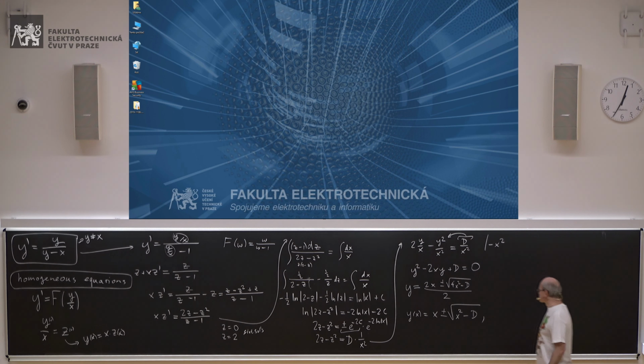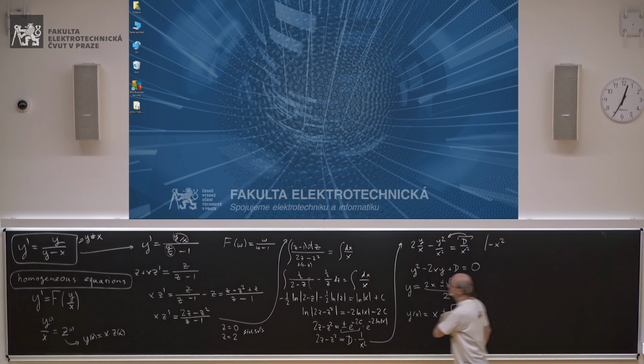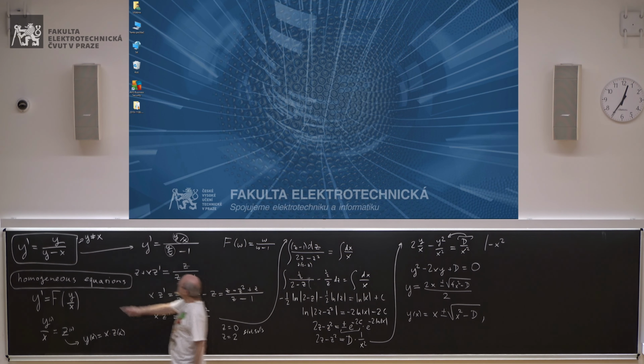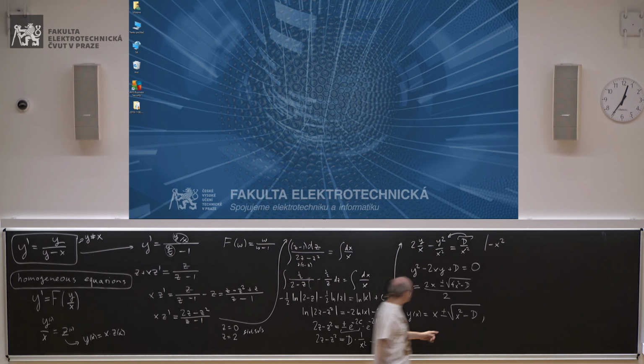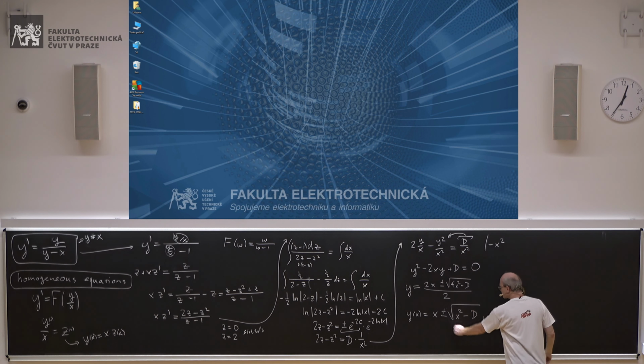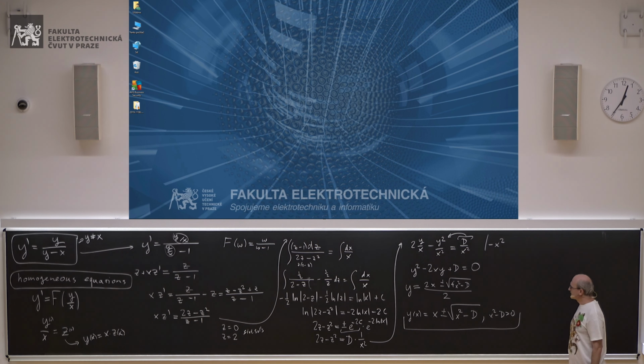Now, what are the conditions? Normally, I would ask for x squared minus d to be non-negative, greater than or equal to 0. But here's the tricky part. I have to remember that y should be different from x. So I need to make sure that this number is not 0. So x squared minus d should be positive. And that's the solution. Okay? Happy end.